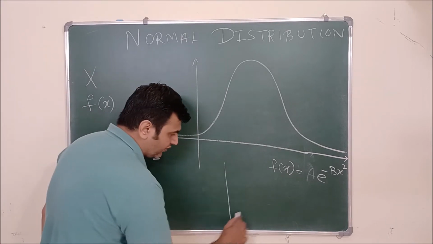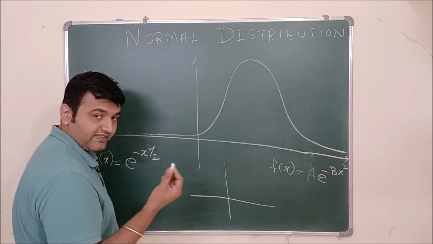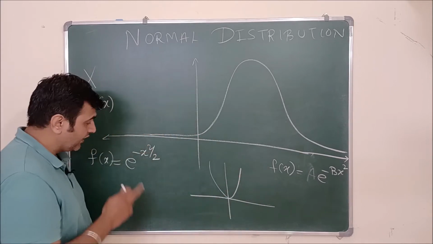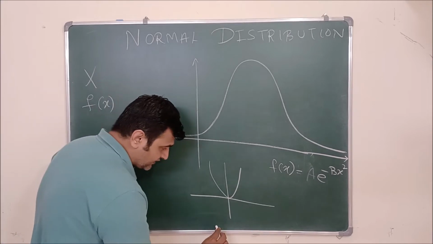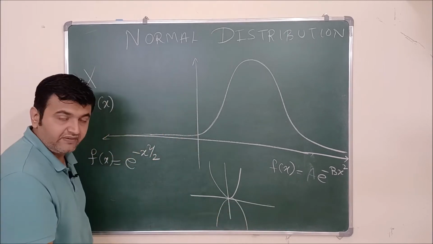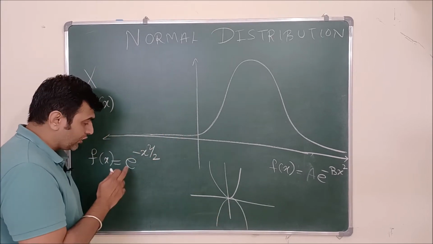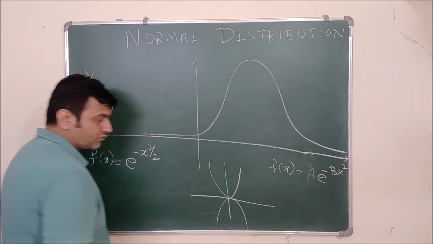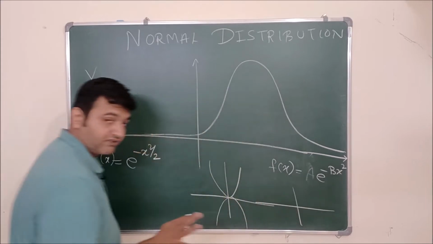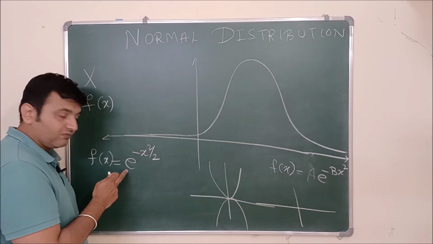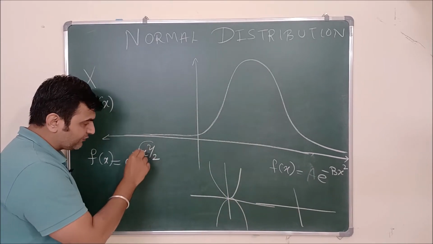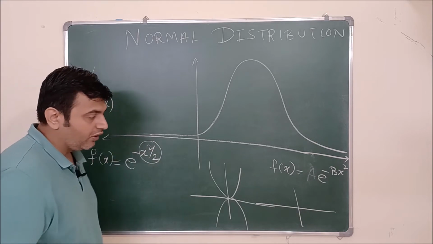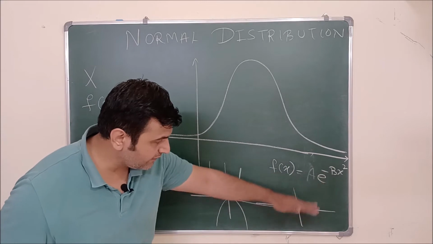So what is the graph for x square by 2? We know x square is a parabola, so x square by 2 will also be a parabola. What will be minus of x square by 2? Minus means it will go down, reflected along the x-axis. Now we are taking this curve as the power of the exponential. So how will the graph look? That's the question. Now see, e raised to anything is always positive, so the graph is always positive. Your curve will always lie in the upper half plane.